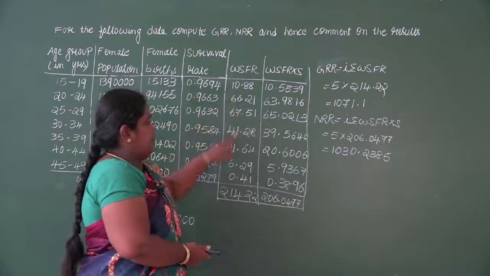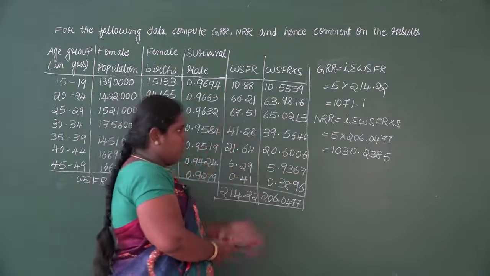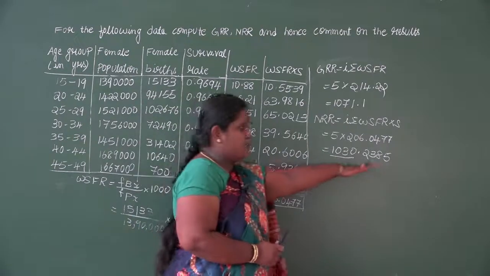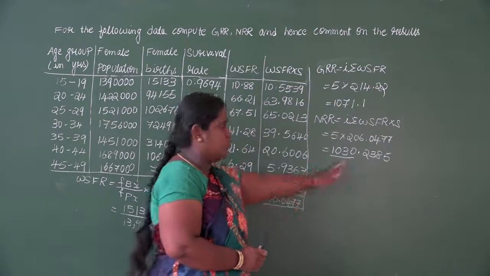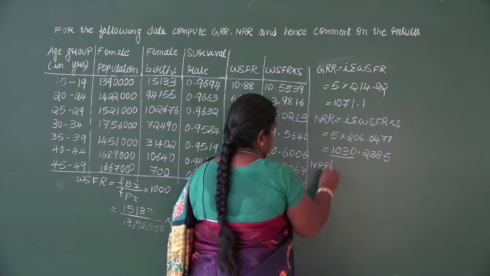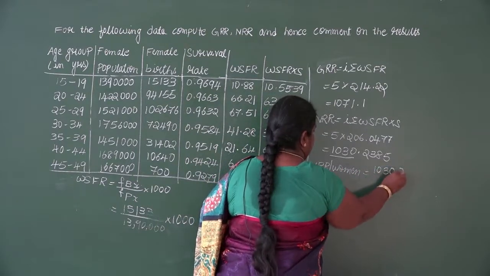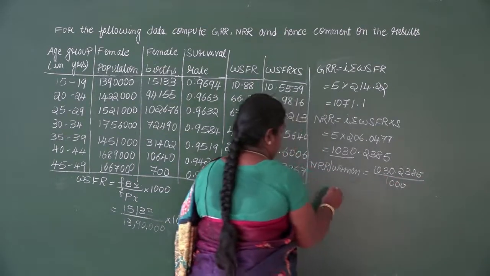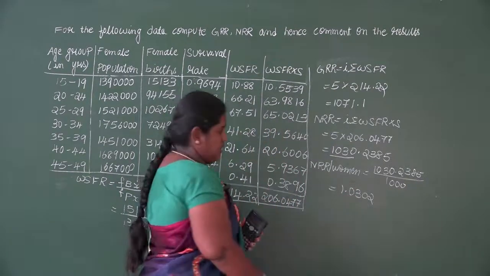So even if you don't take the complete numbers, and use 10.88, 66.21 and so on, this number will be the same, 1030. Only after the point there will be variation. So before the point, if you get 1030, it is enough. Don't worry about the numbers after the point. Then calculate NRR per woman. It is 1030.2385 divided by 1000. So we'll get 1.0302. I've written only 4 numbers after the decimal.